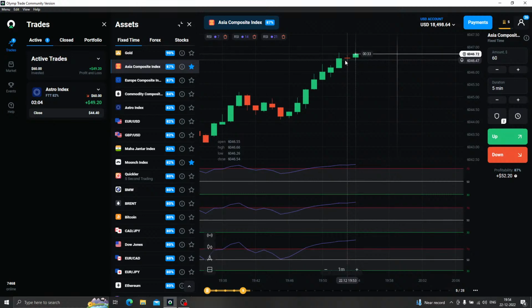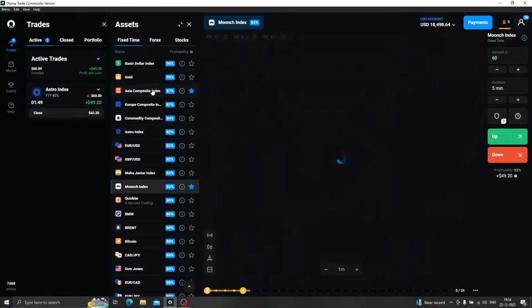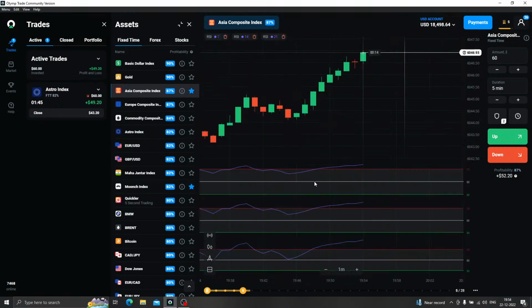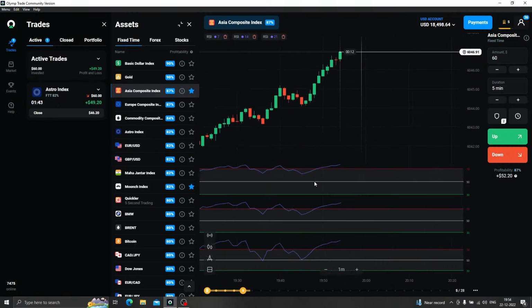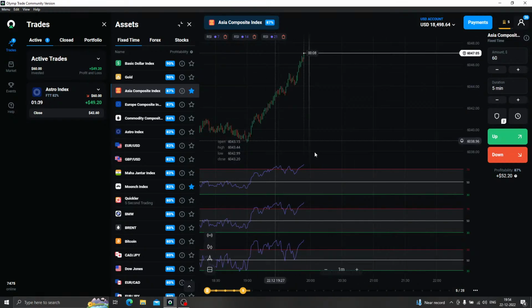Guys, if you have any questions relating to this strategy or anything you wish to ask, you can feel free to ask your questions in the live chat. We are yet to find an entry in these two assets, Mooch Index and Asia Composite Index. We are waiting for the RSI to return back into the channel. As soon as it does, we will enter into a trade.